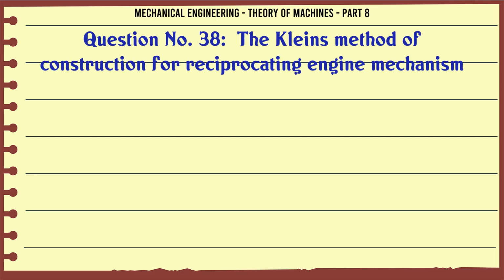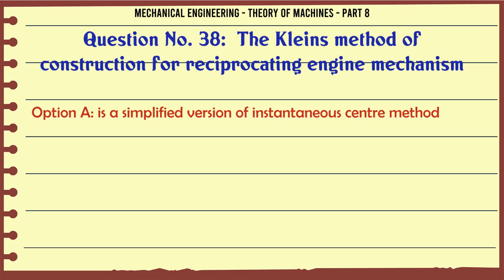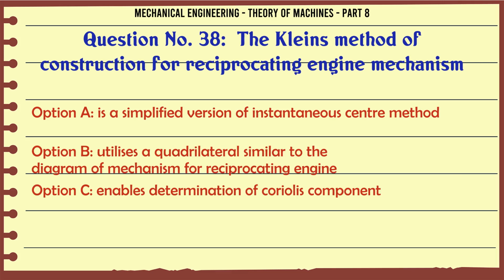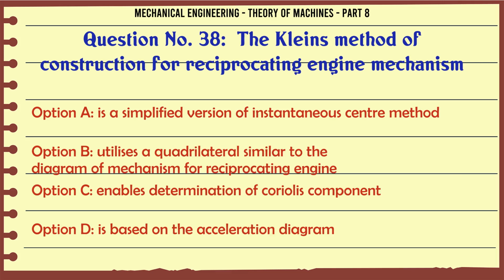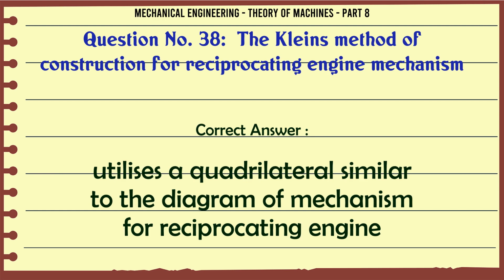The Klein's method of construction for reciprocating engine mechanism: A. Is a simplified version of instantaneous center method. B. Utilizes a quadrilateral similar to the diagram of mechanism for reciprocating engine. C. Enables determination of Coriolis component. D. Is based on the acceleration diagram. The correct answer is utilizes a quadrilateral similar to the diagram of mechanism for reciprocating engine.